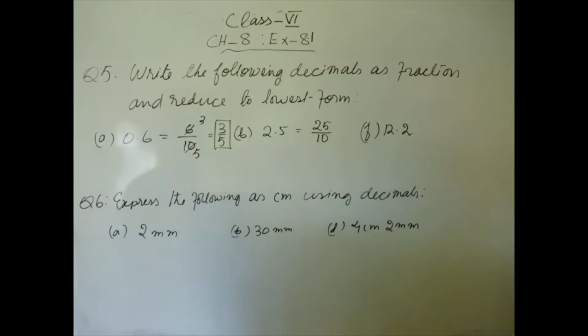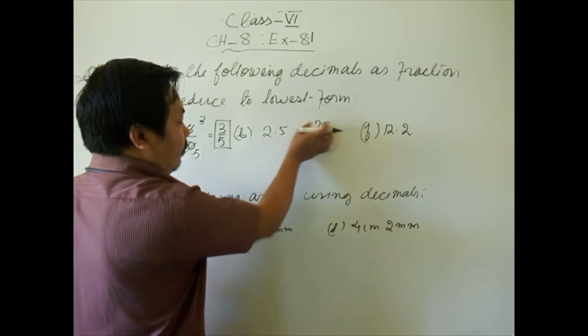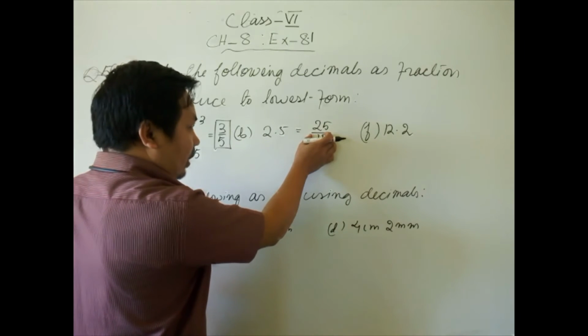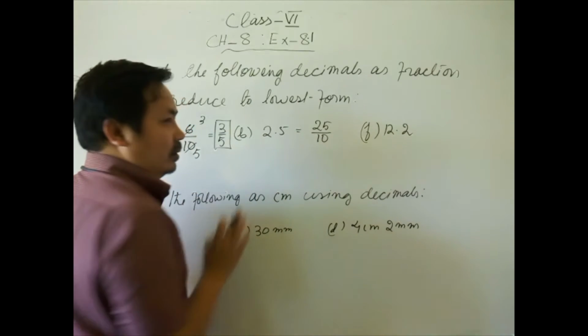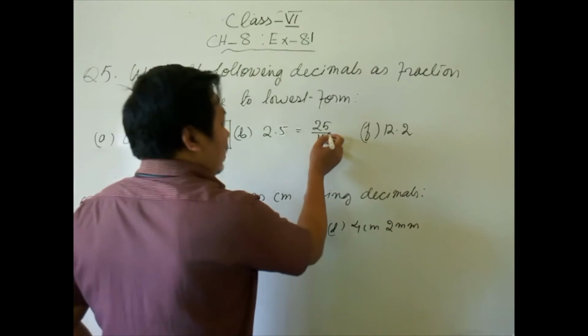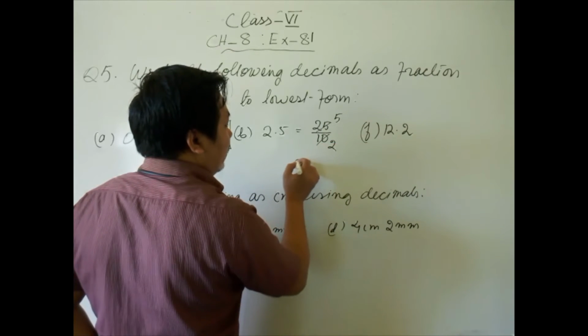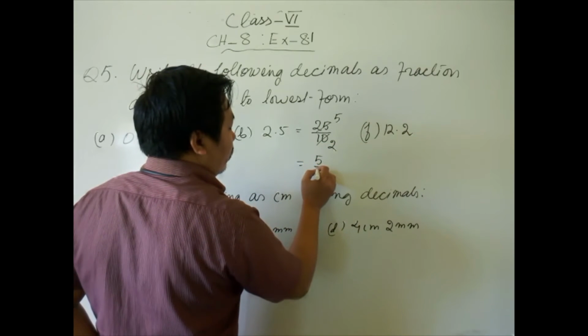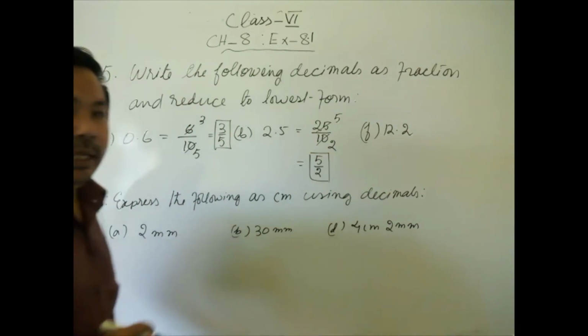Okay, 25 by 10. So 25 by 10. What is 2.5 as a fraction? We take and just write that denominator as 10, because there is 1 decimal place. Okay. Then it can be divided by 5. 5 fives are 25, 5 twos are 10, and it becomes 5 by 2. This is the simplest form of the fraction of the decimal number here.